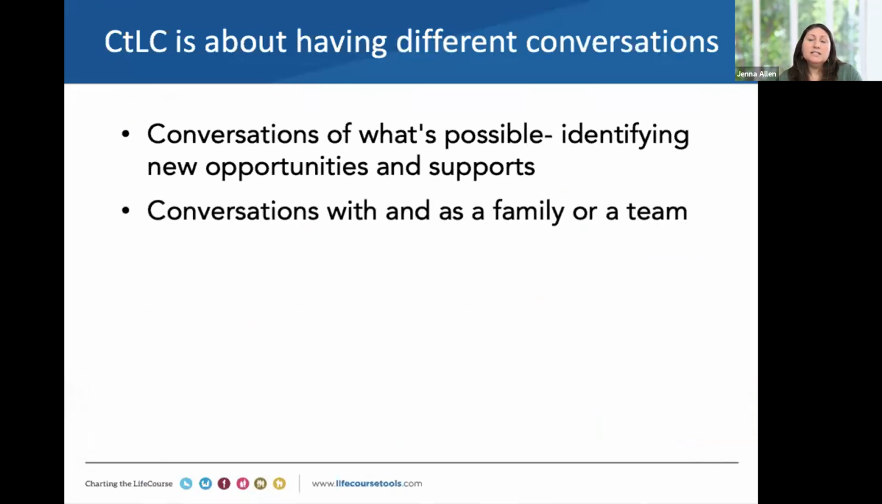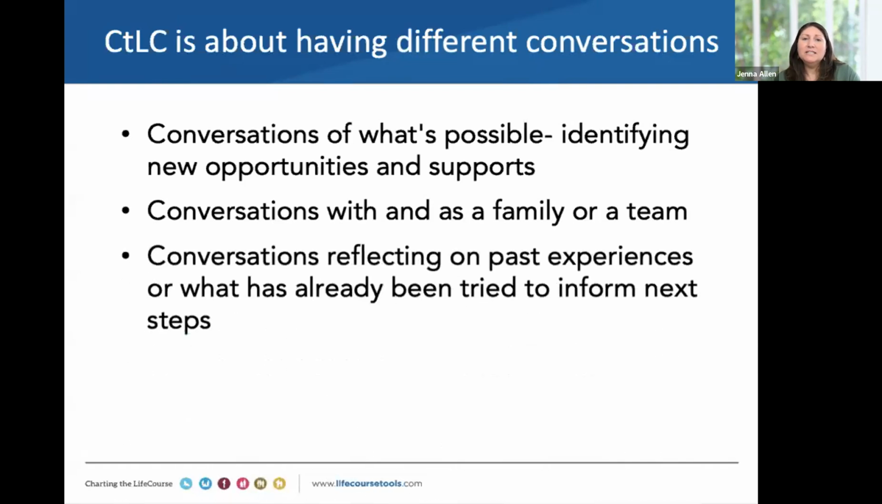These are conversations that are had as an individual, but also with a family and a team. And as I say family throughout today's presentation, I want you to really think about that broadly too. It's just a catch-all term for any type of relationship that a person considers significant and important in their life. So it's not just the family that you were born with or married into or adopted into, but also those people around us who love and support us and who we love and support.